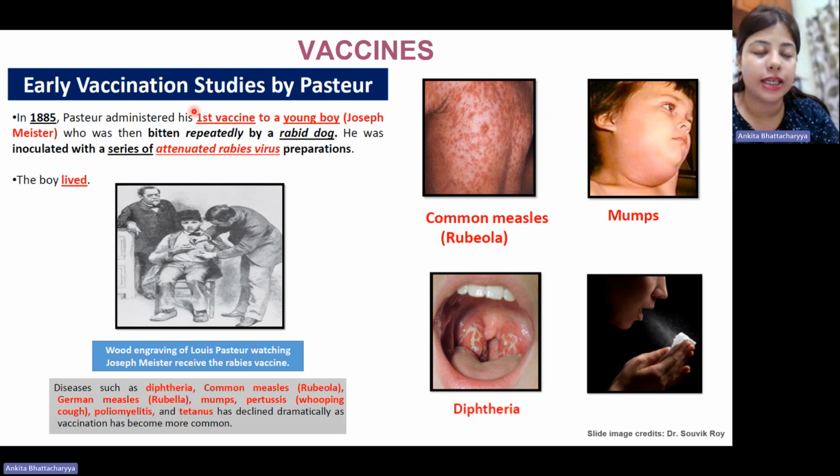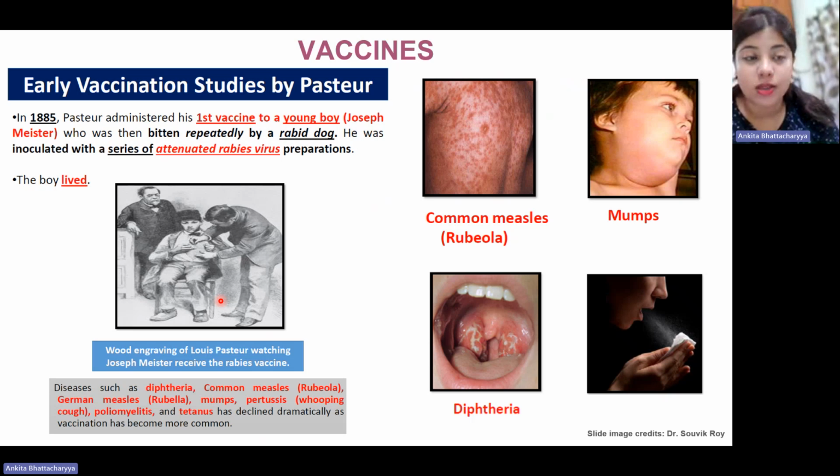And what Louis Pasteur did in 1885 was that he administered his first vaccine to a young boy named Joseph Meister, who we certainly have to credit for the same. He administered this vaccine, and then that child was bitten repeatedly by a rabid dog. Again, as you can see, there was no regulation back then, which is why people could do all this. And he was inoculated with a series of attenuated rabies virus preparations, and turns out that the boy lived. So there was protection against rabies as well. This is actually a wooden engraving of Louis Pasteur, who was watching Joseph Meister receive the rabies vaccine.